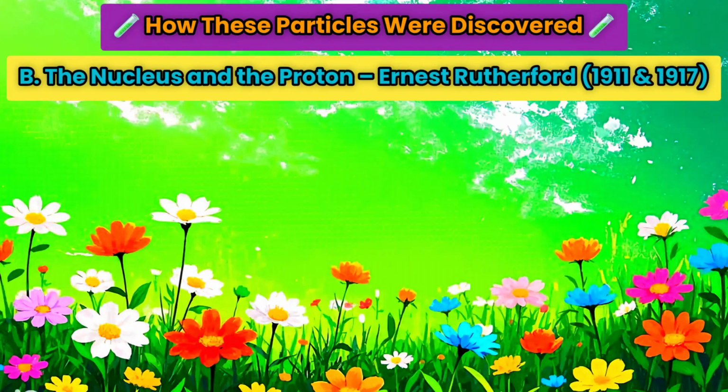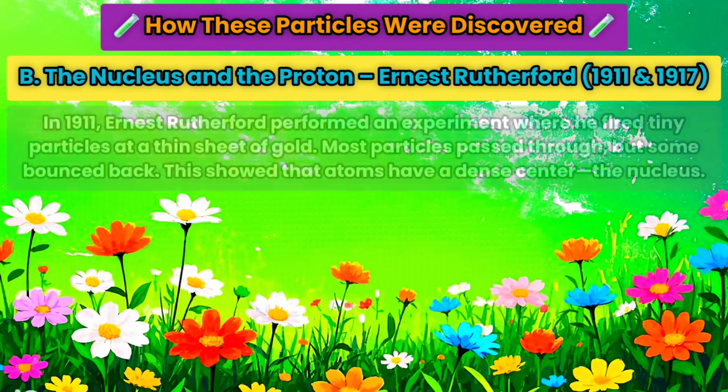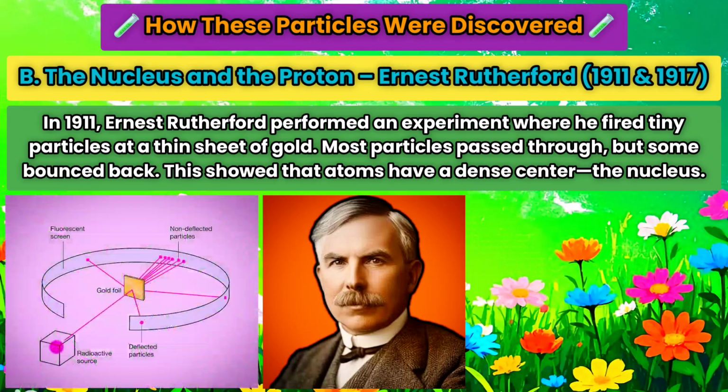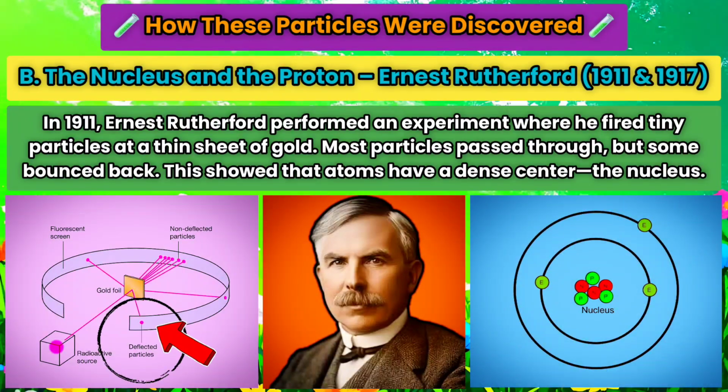The Nucleus and the Proton by Ernest Rutherford, 1911 and 1917. In 1911, Ernest Rutherford performed an experiment where he fired tiny particles at a thin sheet of gold. Most particles passed through, but some bounced back. This showed that atoms have a dense center, the nucleus.